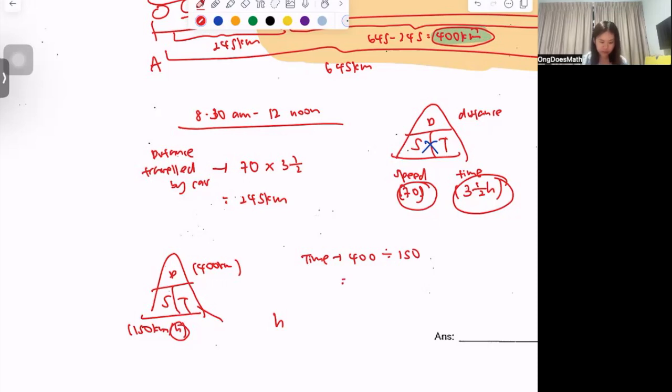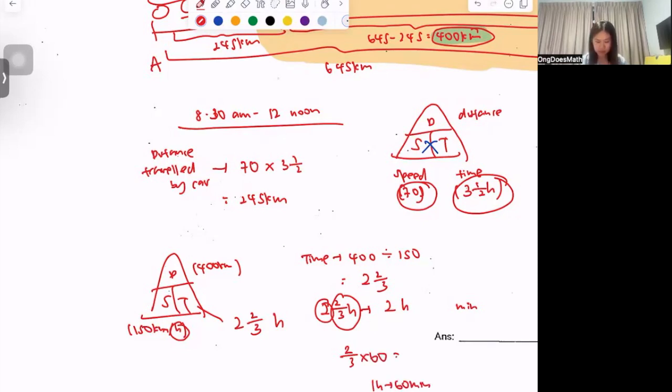So that should give you 2 whole 2/3 hours. Convert it to hours and minutes. So it's 2 whole hours, right? So it's definitely 2 hours. What about 2/3 hour? How do you convert it to minutes? Just 2/3 times 60, because 1 hour is 60 minutes. So 2/3 times 60 will be 40 minutes. So it's equivalent to 2 hours 40 minutes.